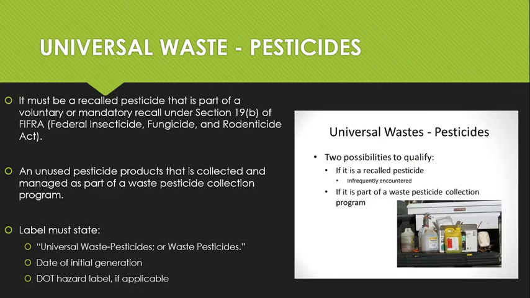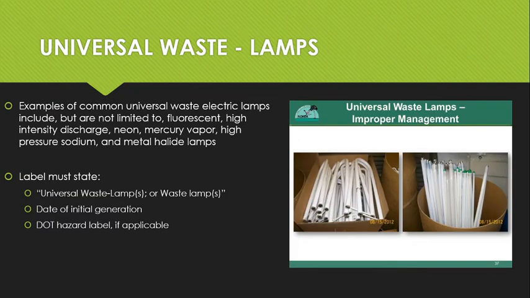Next one's pesticides. We don't really deal with those too much. I'm going to skip through that because those are pretty specific circumstances that you don't really need to know about. The other category, lamps. Oops, already did that one. But there's some more examples of lamps. And that's a lot. Most of the time we'll put those in bulk boxes, which are those long, thin, skinny boxes.